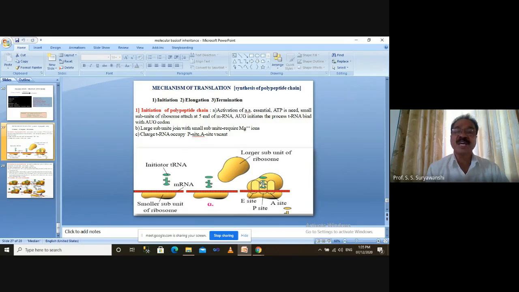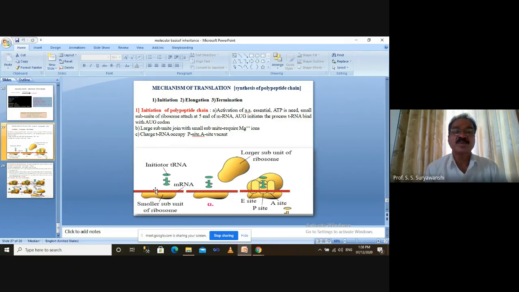So charged means activated. You can say it is a charged tRNA with the amino acid that occupies the P site, and the A site is vacant. Initially the A site is not utilized; the tRNA goes directly to the P site. There are three sites: you can see here the E site, then the P site and the A site. The ribosome joins, and this tRNA floats in and joins directly to the P site for the first time. That is the initiation, so this is all about the initiation process that completes.